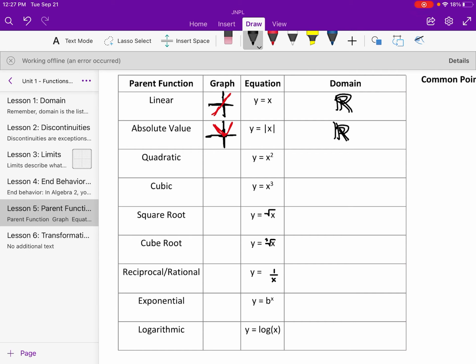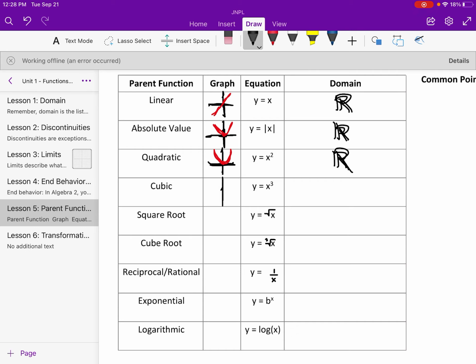For the quadratic, hopefully you remember that. We've even gone over that in this course. It looks like a U, like a parabola. And the same thing with that: no matter what you do, if you square a value, it will always be positive. So that's why all the y values are positive. And once again, the domain is all real numbers. We'll look at common points in a second.